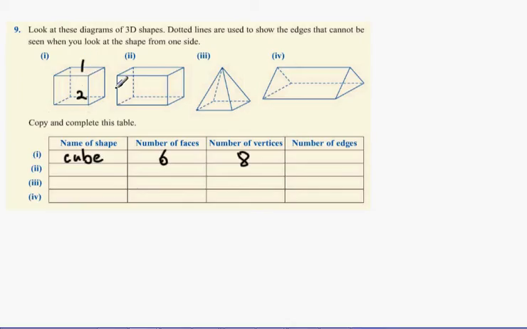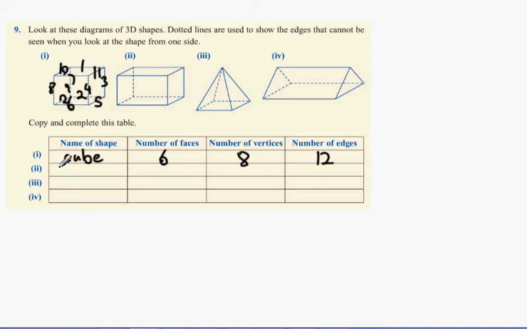1, 2, 3, 4, 5, 6, 7, 8, 9, 10. I got 10 edges. Who got 10? 12. Which two am I missing? Top right and the bottom left. Oh yeah, sorry, bottom left and top right. So 10, 11 and 12. 12 edges. Okay.